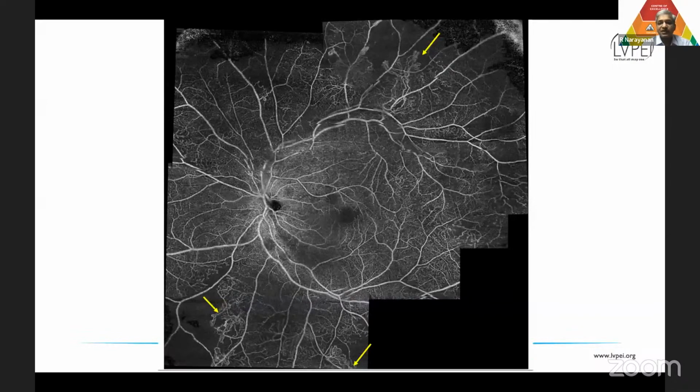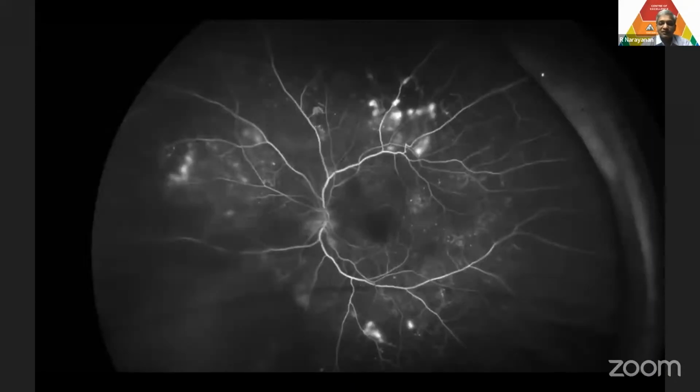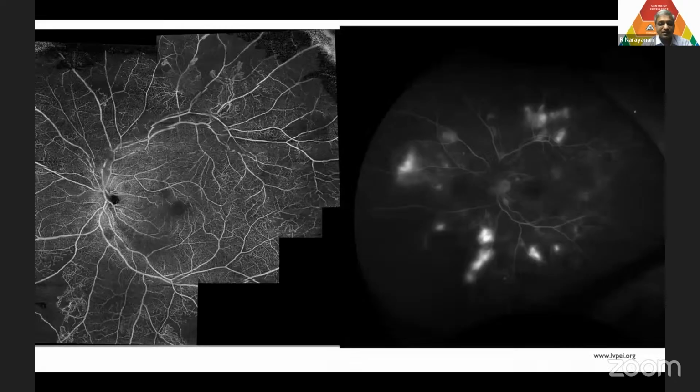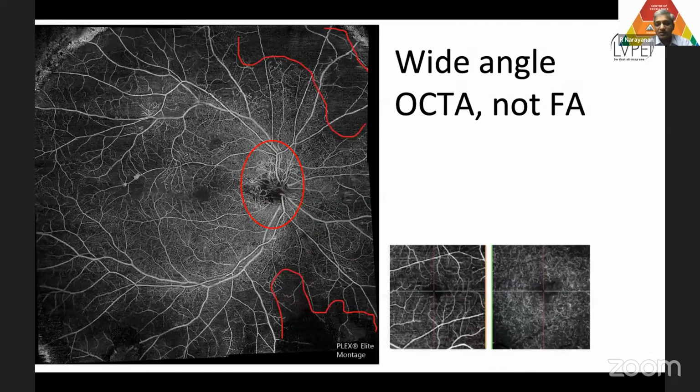This is the same patient, left eye. You can see some neovascularization where the arrows are pointing out, and also some dark areas of capillary non-perfusion. And this is the fluorescein angiography of the same patient showing all the dye leakage. Now, this is the neovascularization of the disc.